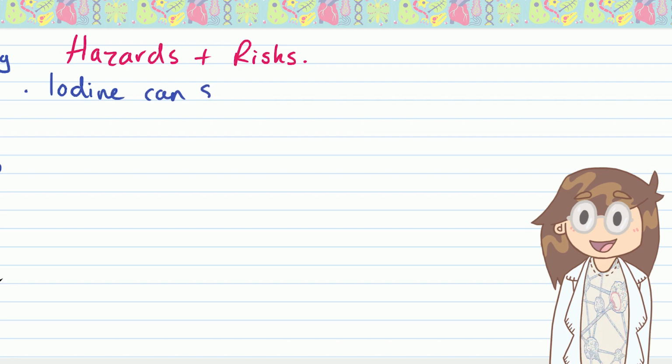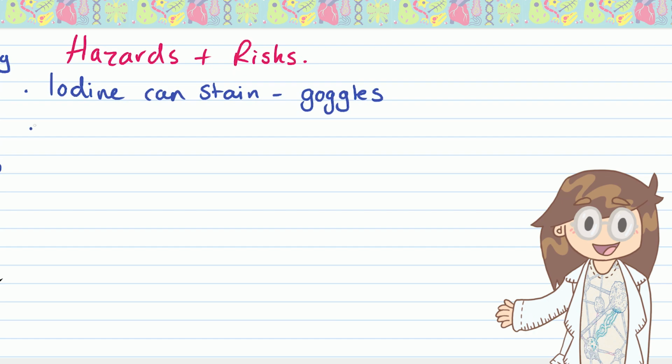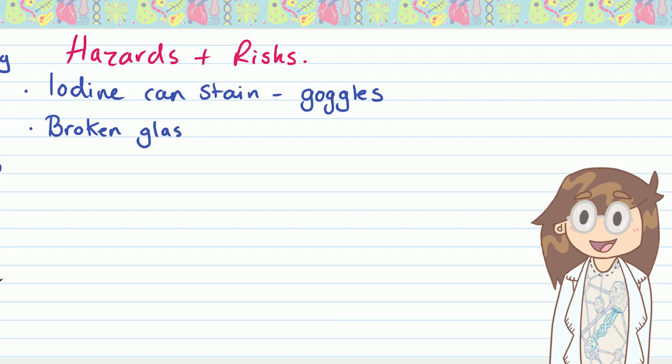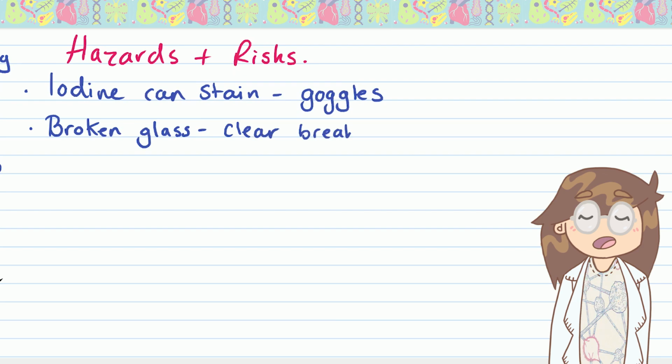A couple of hazards and risks before we move on to the results then. It's definitely not the most exciting experiment in the world, nor is it the most dangerous. So the main thing you're going to need to note in an exam or while you're doing it is that iodine can stain, so you need to wear goggles and be really careful you don't get any on clothing, especially cotton, because that's going to stain it black straight away, and it's really hard to get iodine stains out.